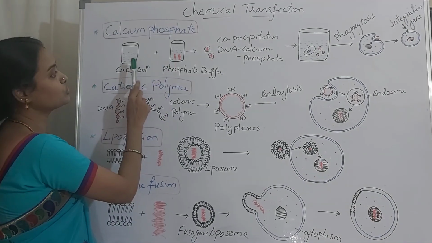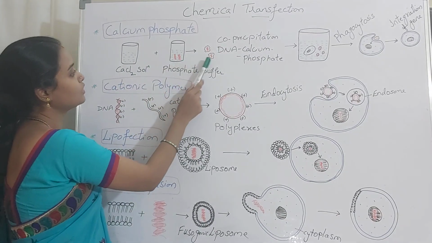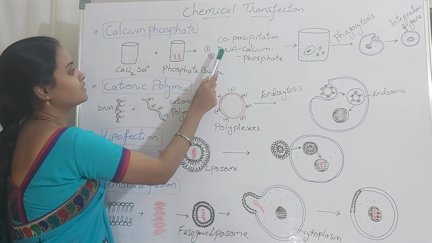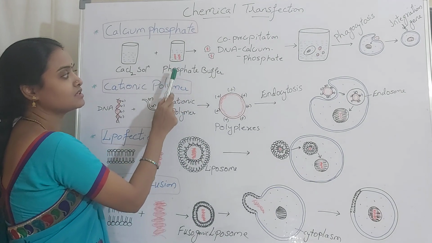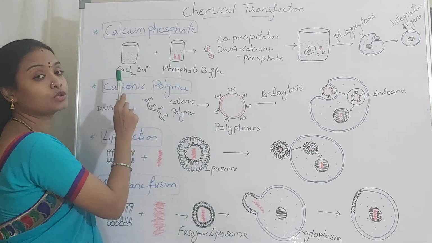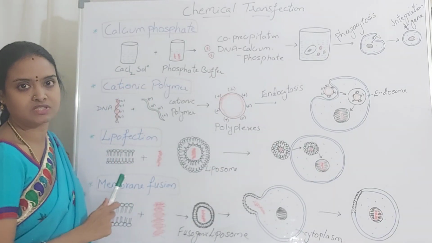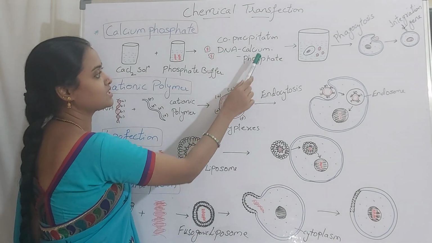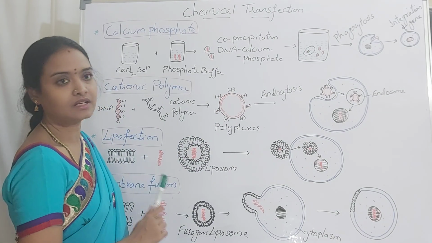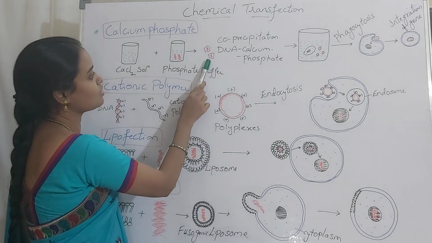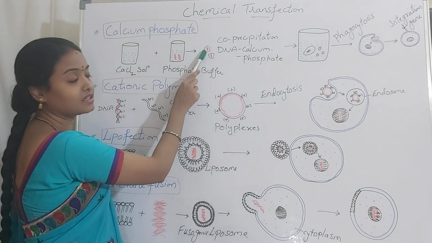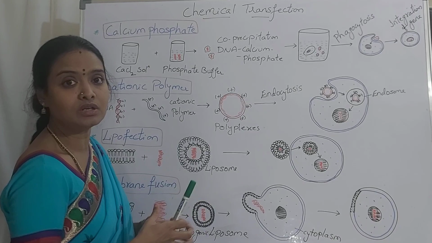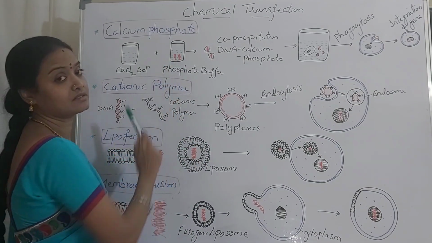Now you mix both solutions and allow the co-precipitation reaction to occur. That means the DNA present in the phosphate buffer and the calcium chloride will undergo a precipitation process to form a precipitate, which is nothing but the DNA calcium phosphate precipitate. So the precipitate consists of the desired DNA and calcium phosphate, and it holds the DNA which was suspended in the solution.